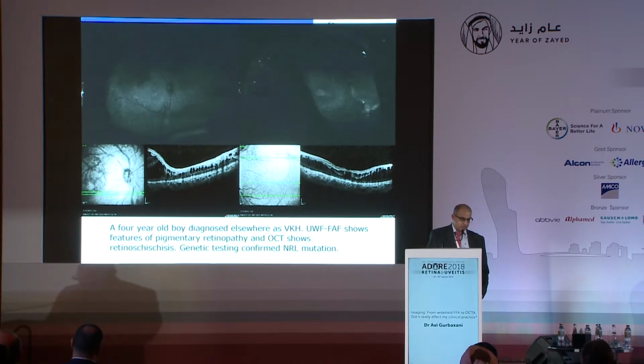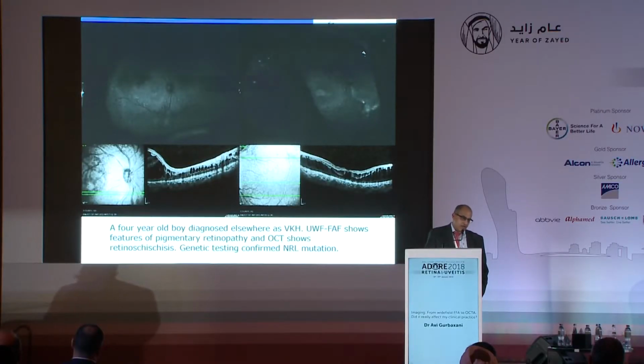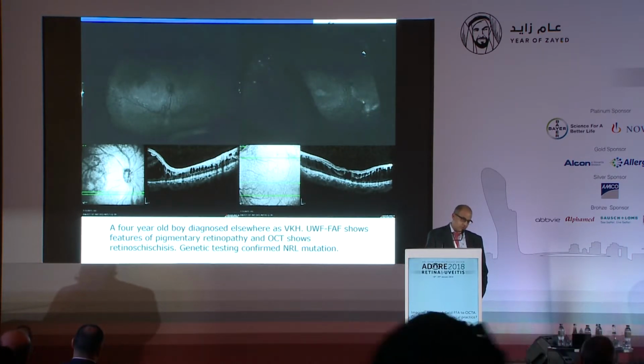This is a young boy, age 4 years old, who was diagnosed with a uveitis and sent to me. But when you look at the autofluorescence, you can see that there's lots of hyper and hypoautofluorescence, and then there's a ring of hyperautofluorescence around the macula. And the area of schisis in the retina does not look inflammatory. It doesn't look like intraretinal fluid or subretinal fluid.